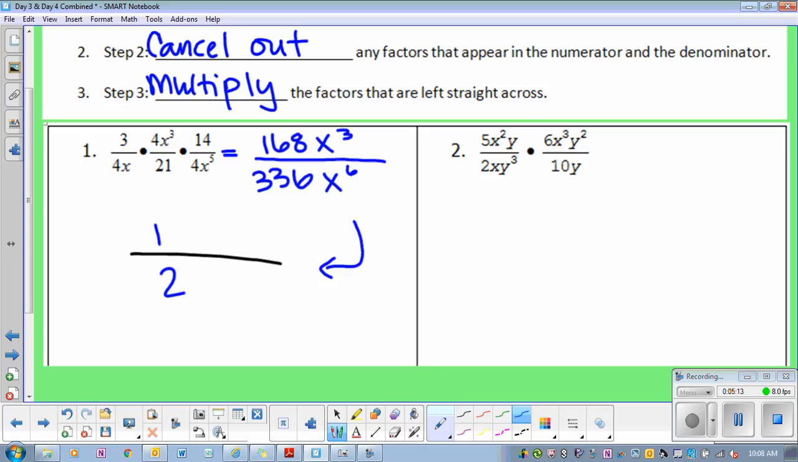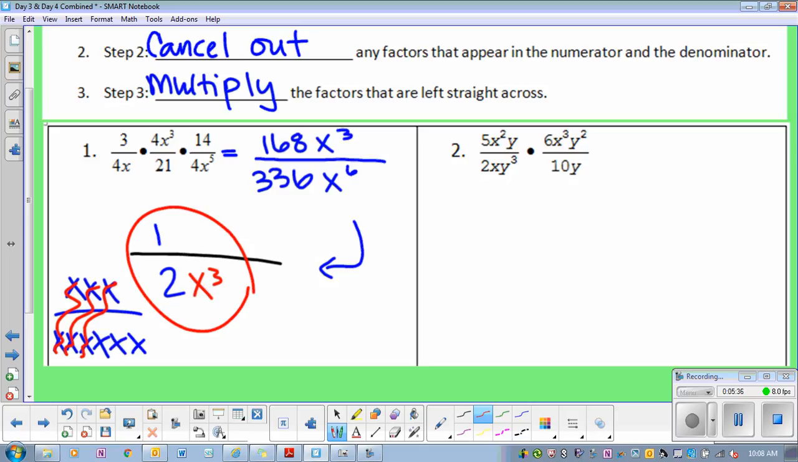Now look at your x's. Guys, on top I have 3 x's, and on the bottom I have 6. Then you have none left on top. So 1, 2, 3 cancel out. How many are left on the bottom? So there you go. Okay? Good.